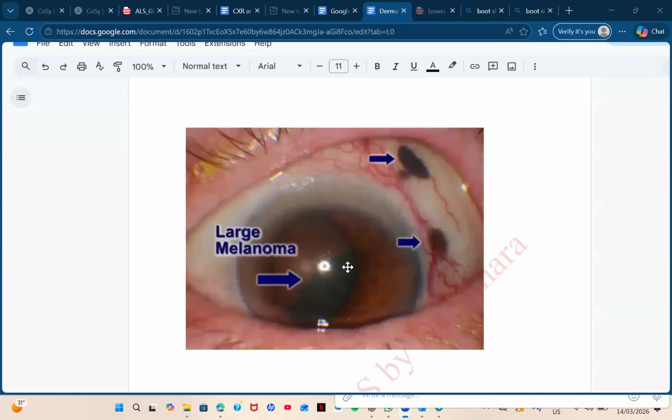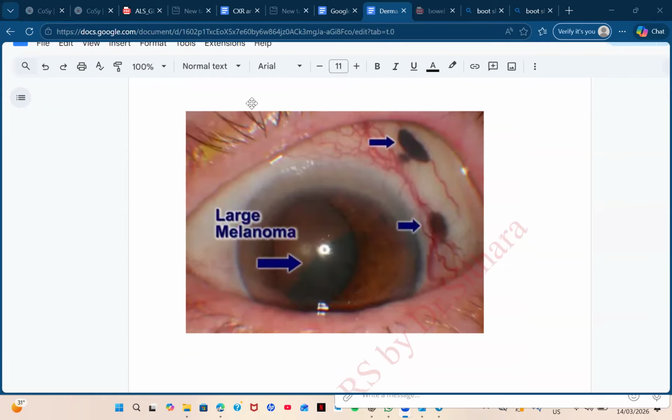And another one is melanoma in the eyes, ophthalmic melanoma. If you see this ocular melanoma, what should you do, doctors? Tell me what you should do. Yes, you should refer this patient, because it is ocular melanoma. I got this question in the November exam as well.